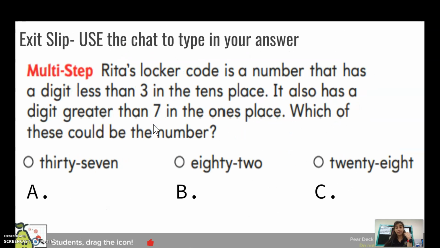And that will be our extra slip. Rita's locker code is a number that has a digit less than 3 in the tens place. It also has a digit greater than 7 in the ones place. Which of these could be the number? Okay? I know I'm going over about 10 minutes. This is one of the confusing ones, but we're going over that vocabulary next. Okay? So I just want you to try your best. I'm sorry.